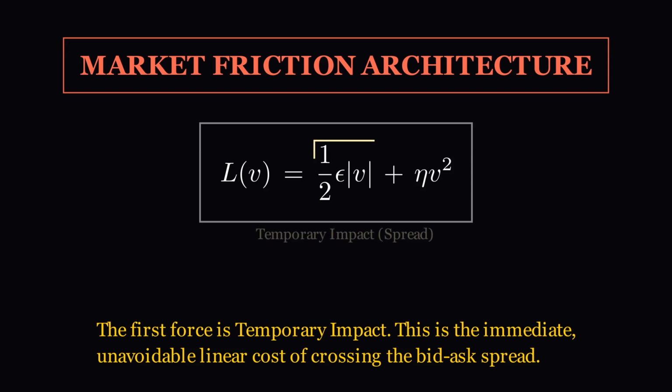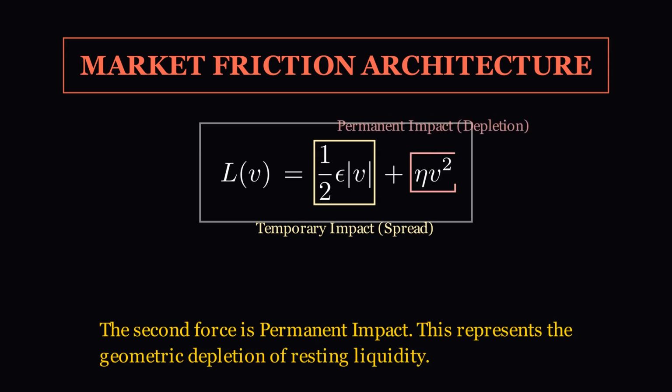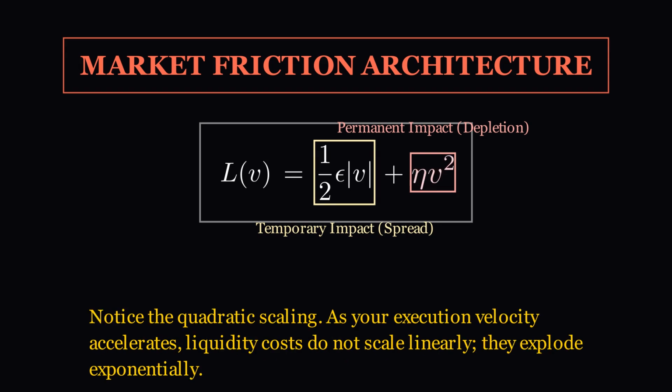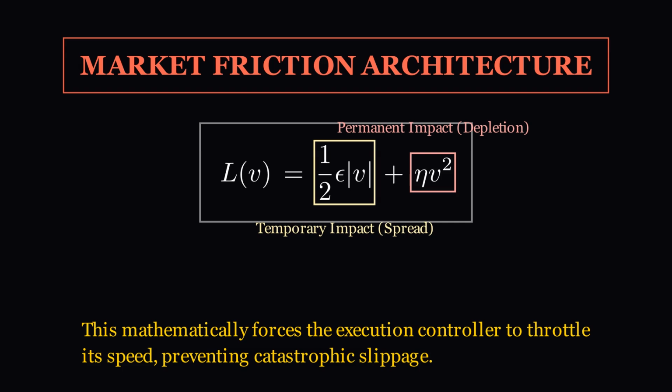The first force is temporary impact. This is the immediate, unavoidable linear cost of crossing the bid-ask spread. The second force is permanent impact. This represents the geometric depletion of resting liquidity. Notice the quadratic scaling. As your execution velocity accelerates, liquidity costs do not scale linearly, they explode exponentially. This mathematically forces the execution controller to throttle its speed, preventing catastrophic slippage.